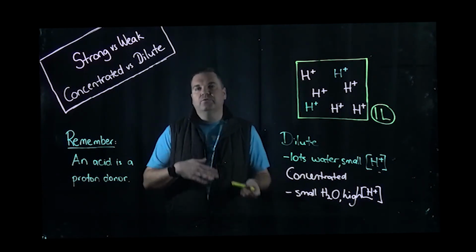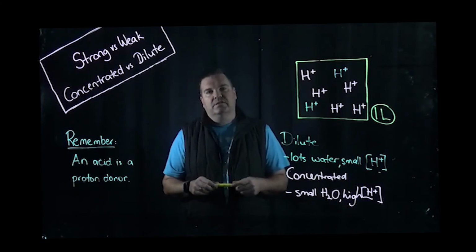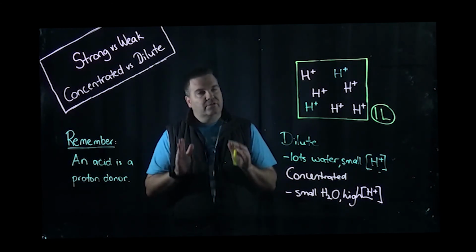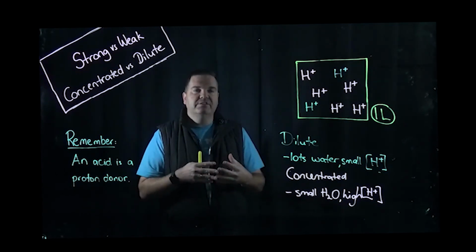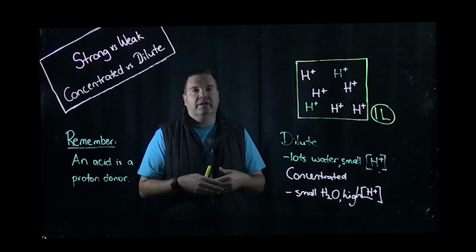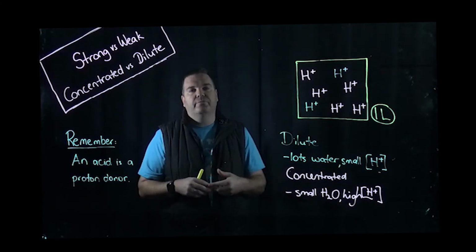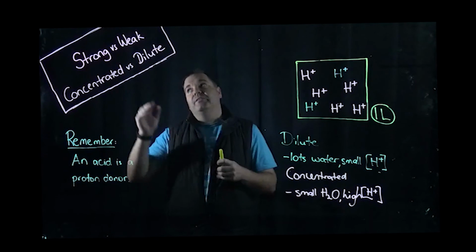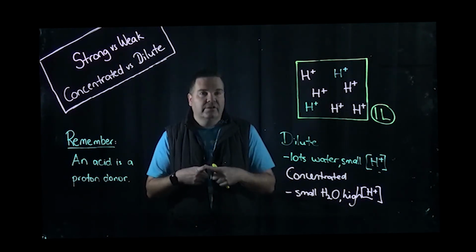Now you can have concentrated strong acids. You can have dilute strong acids. You can have concentrated weak acids, because they're two different things. Concentrated and dilute just refers to how much of it there is per unit volume. So if there's a lot of the acid present, it's concentrated. If there's not a lot present, it's dilute. But the strength of the acid, strong versus weak, comes down to how readily it donates protons.